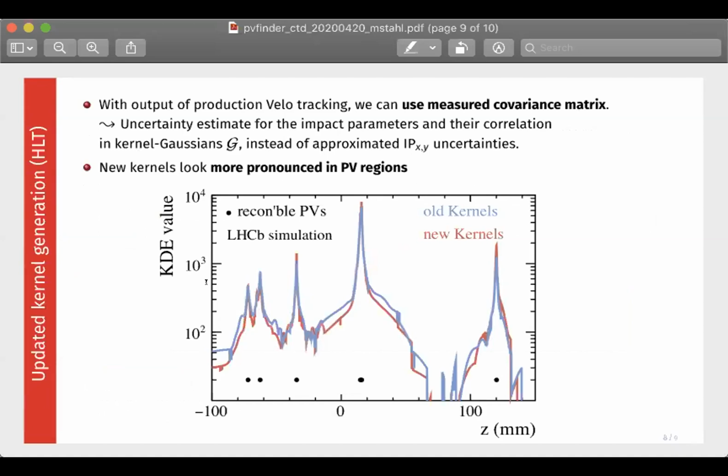Another update concerns the kernel density generation. Since we now use the output of the production velo tracking, we can also use the measured covariance matrices. So we can get uncertainty estimates for the impact parameters, instead of using heuristic impact parameter uncertainties. You can see in the plot below, which has a semi-log scale, that the new kernel density values in red look much more pronounced around the PV regions compared to the old ones in blue. We hope to get new results with this soon.